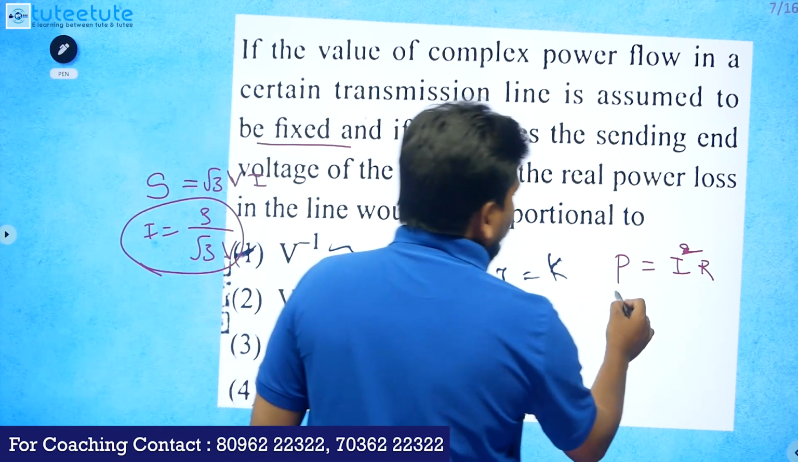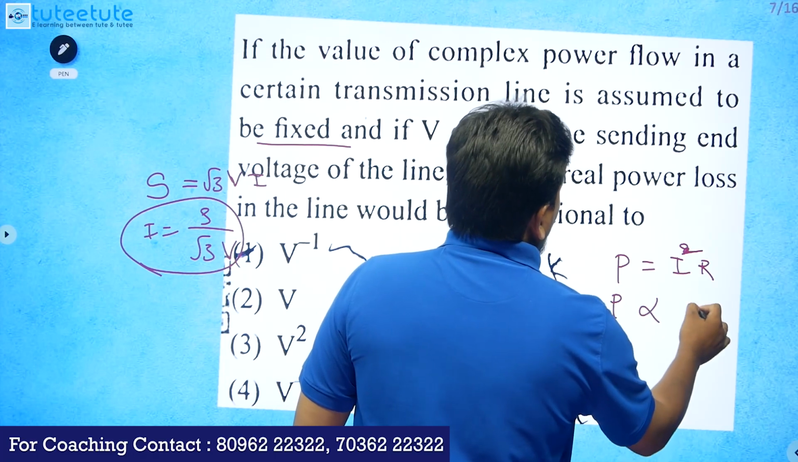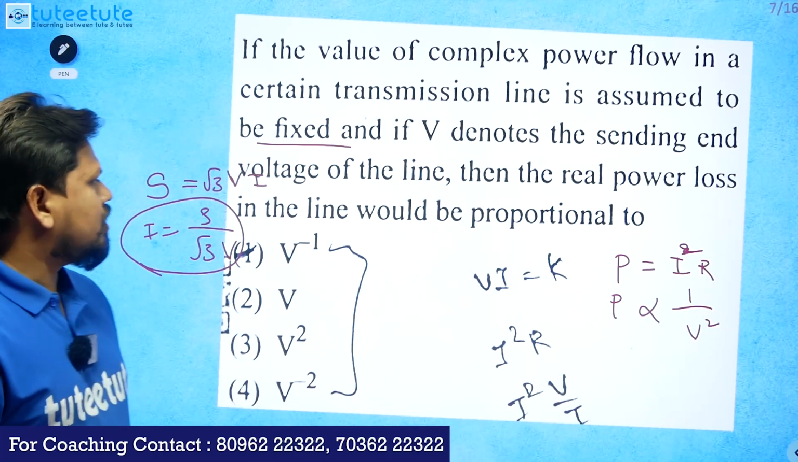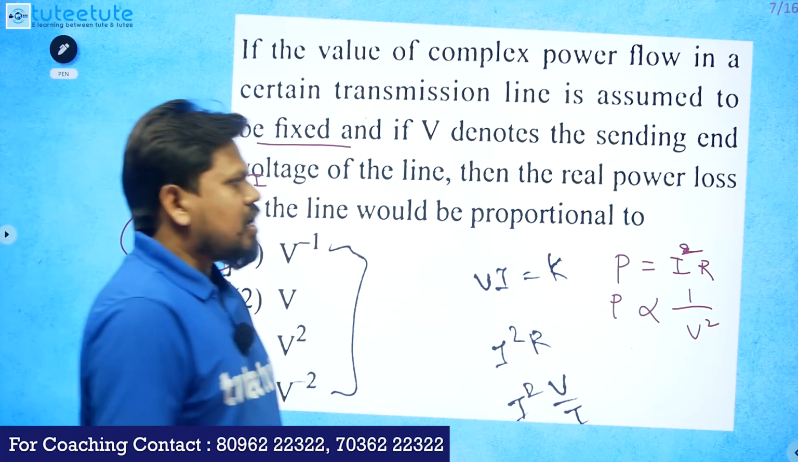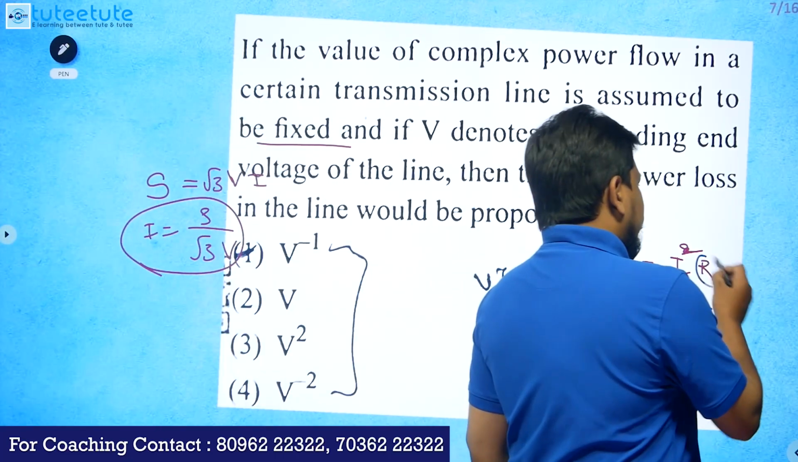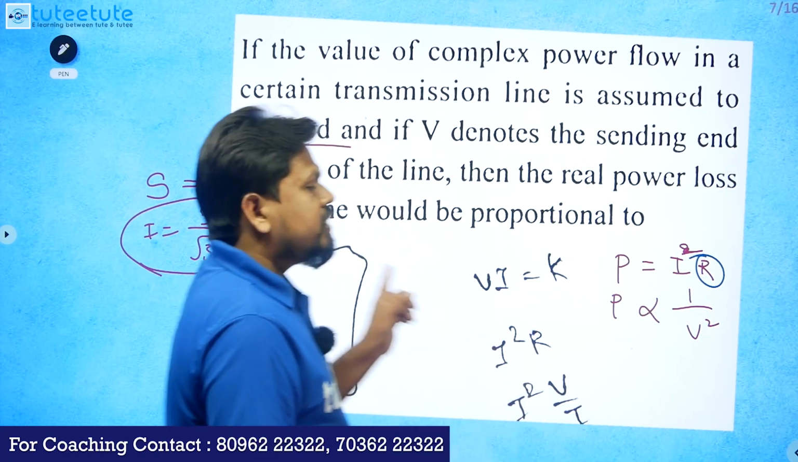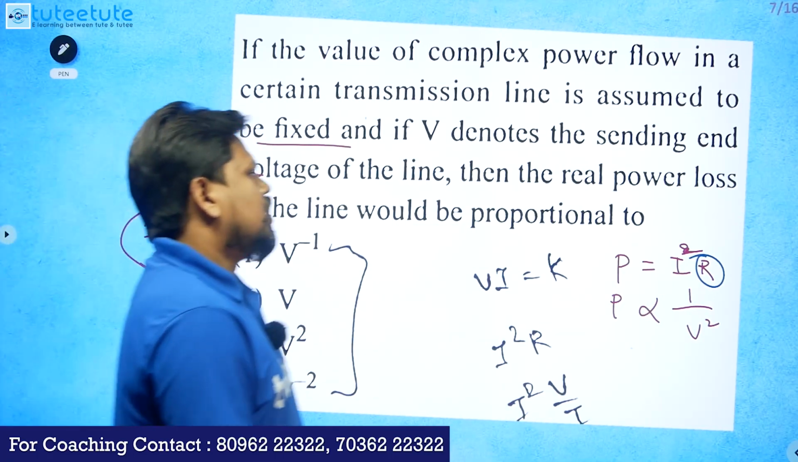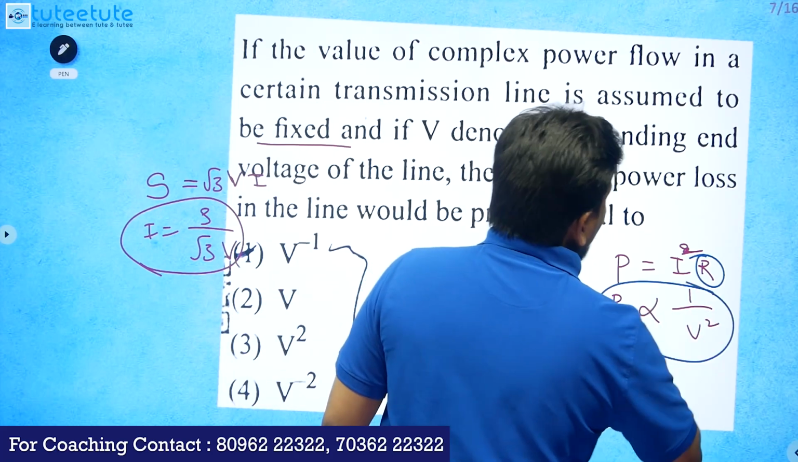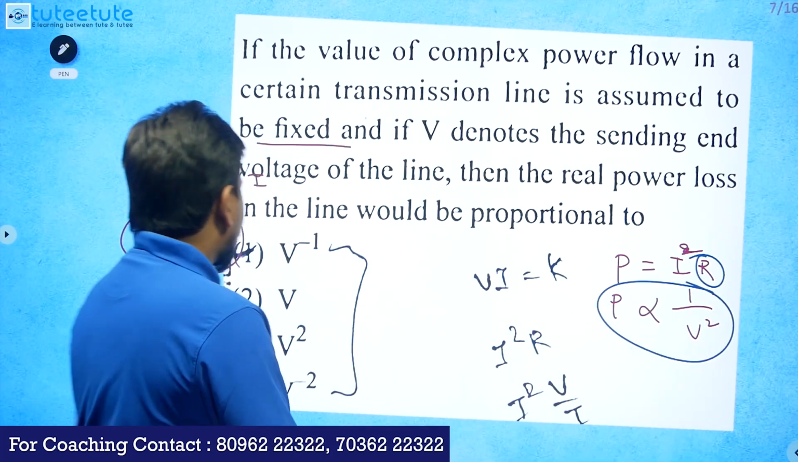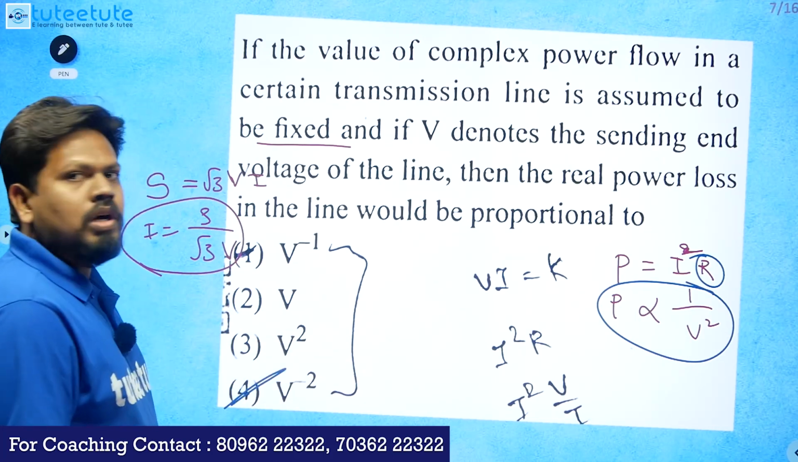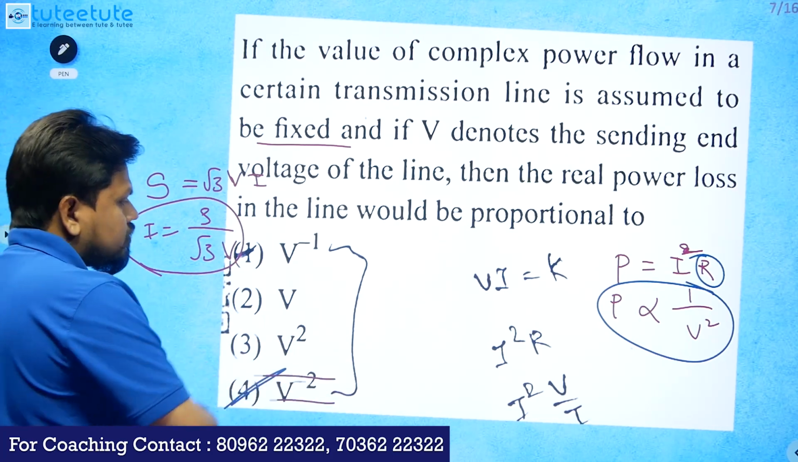So if you substitute in this one, you will get P is proportional to 1 by V I square, right? So V square you will be getting. S is constant, R is already constant, okay? Apparent, this S is complex power, is already constant, they have mentioned. So P is inversely proportional to V square. So the answer for this question is V power minus 2, otherwise 1 by V square, okay?